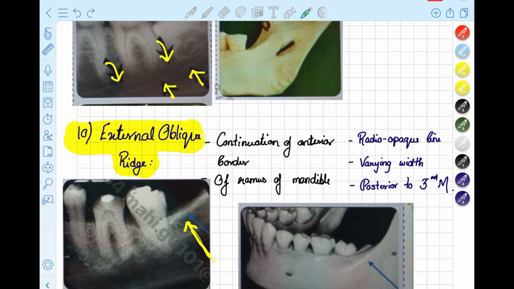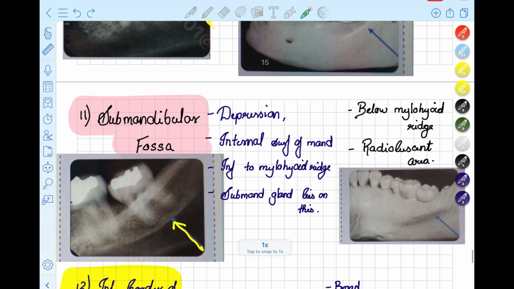How will it appear on the IOPA radiograph? A radiopaque line. Very nice. Of varying width. It's not necessary that it will be of the same width. It can be of varying width. And it is located posterior to the third molar area. As we can see in this diagram, it is located posterior to the third molar area.